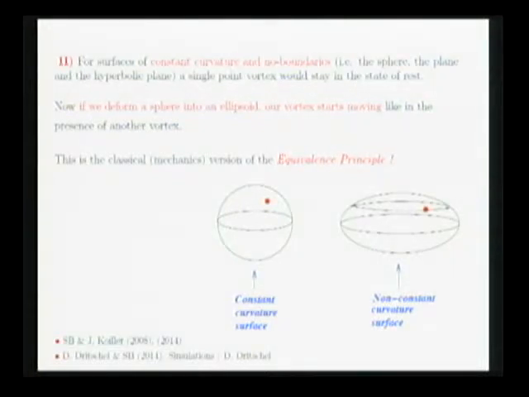We'll see that this is a sort of classical equivalent of the equivalence principle of general relativity. In general relativity, the variation of the space-time is equivalent to a force field. Here the variation of Gaussian curvature of our 2D manifold is equivalent to a vorticity distribution.